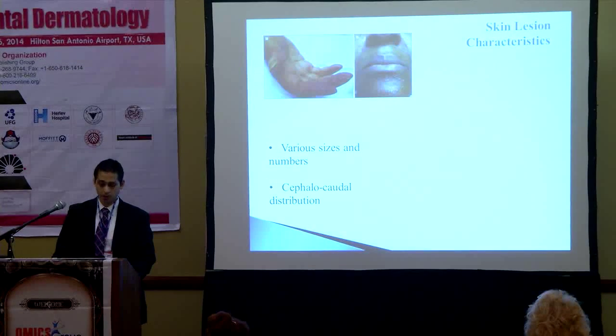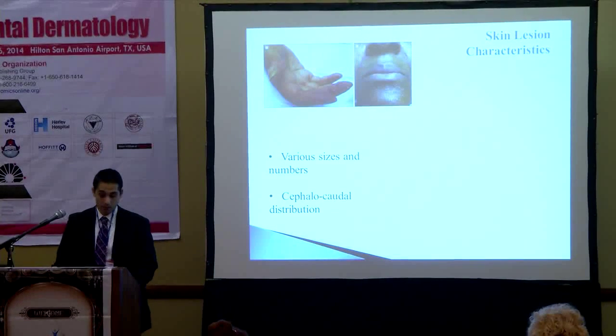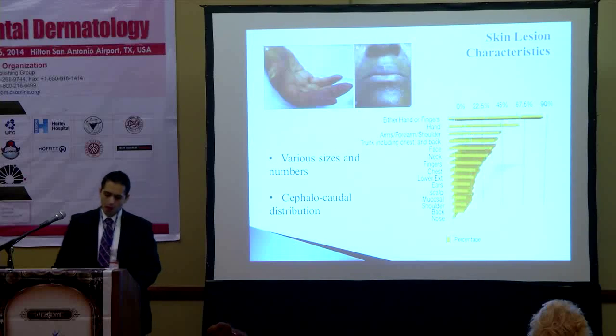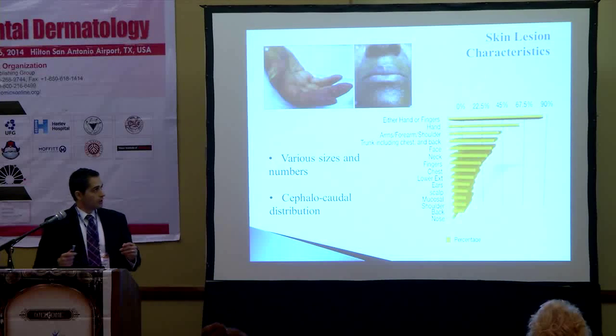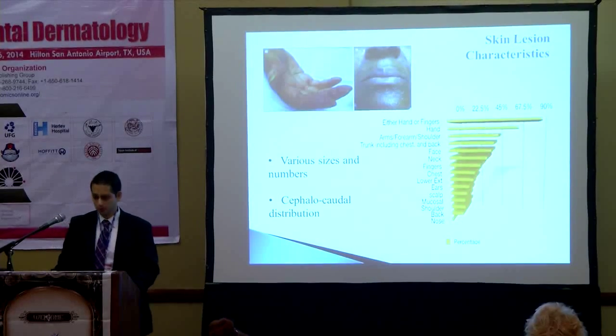More about skin lesions. They come in various sizes, from millimeters to centimeters, and from a few to hundreds of lesions in any patient. And usually they appear in a cephalocaudal distribution. You can see that hands, upper extremity, and face are much more commonly involved than the lower extremity.